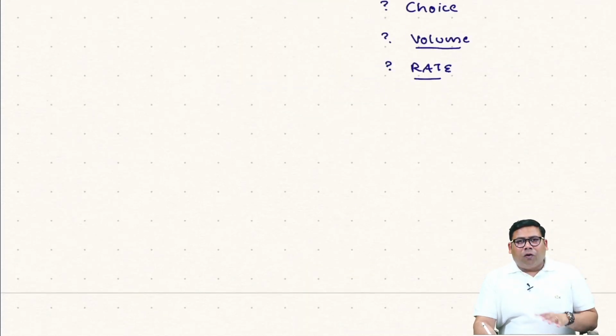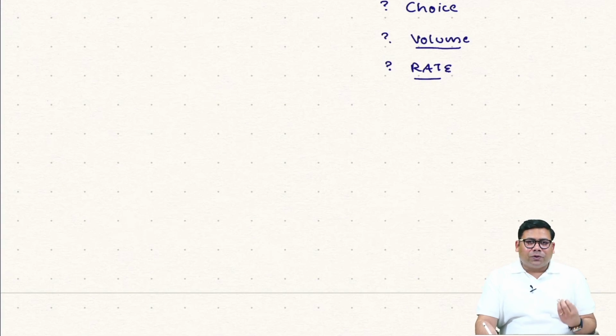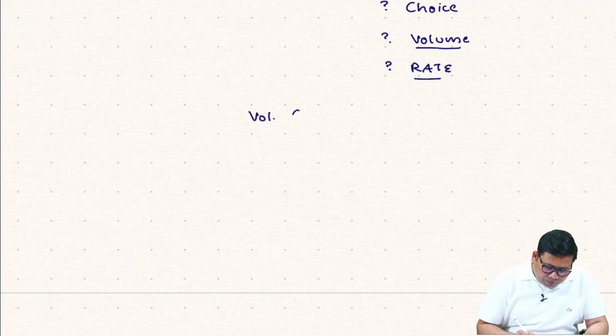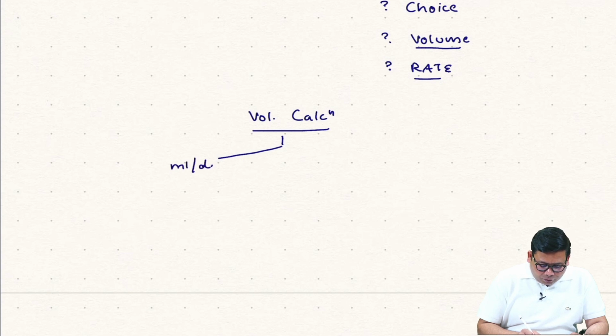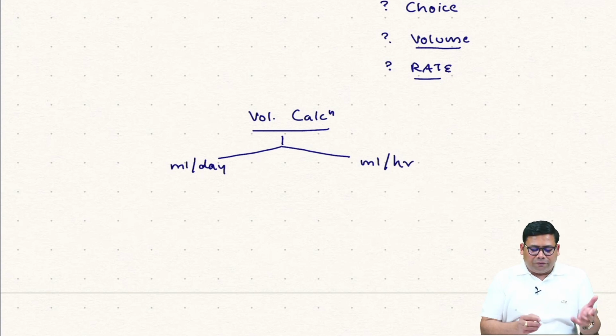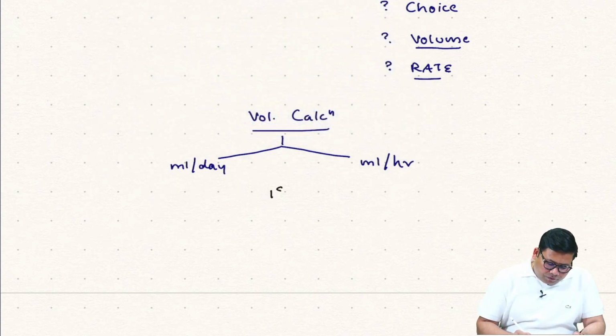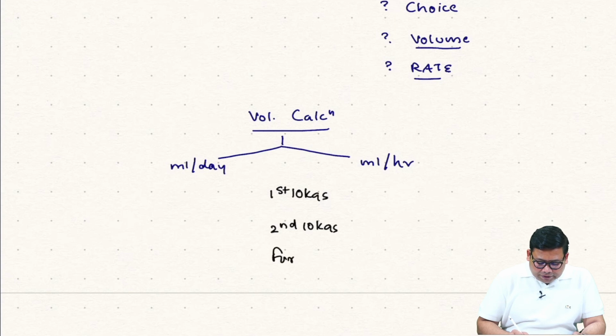Now when we talk about volume calculation, we have an option of calculating it in volume in ml per day, or volume in ml per hour. So let us see volume calculation. When you talk about volume in ml per day, the things are a bit different, and when you talk about the volume in ml per hour, the things are a bit different. Now let us see how they are different. In between we shall write the first 10 kgs, then second 10 kgs and then the further kgs. So let us see how we define it.